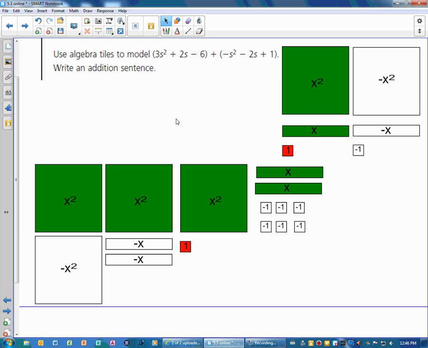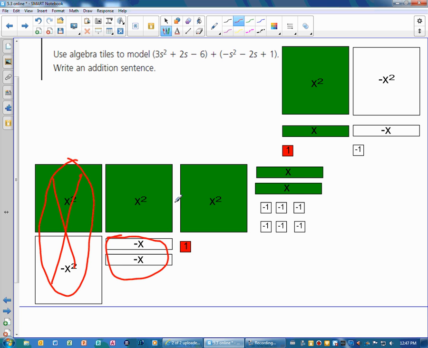And then at this point, what you need to do is collect like terms, kind of like what we were doing in section 5.2. So what you need to do is find the tiles that are the same that can cancel each other out. For example, this right here is a 0 pair, so they can cancel each other out. They add to 0. We can group these two whites with these two negatives, and they're gone. I can group this one with one of those, so they're gone.